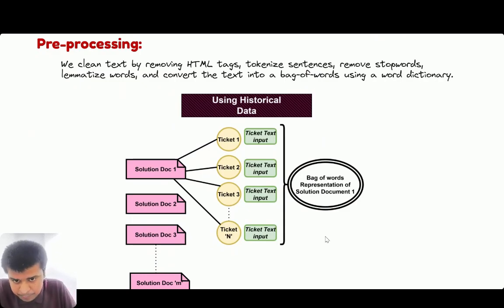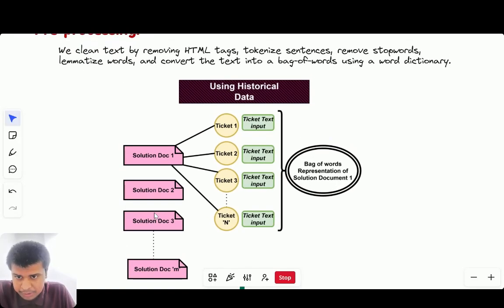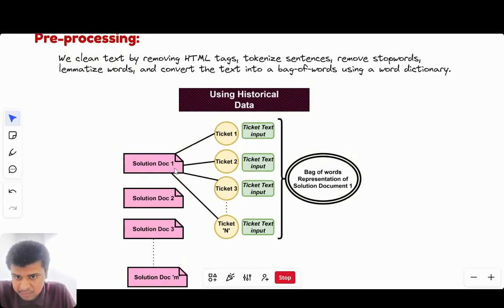So we can see here. First, observe this diagram properly. We have the solution documents. All of these documents are paired with their previously used tickets. So all of the tickets present here are tickets which were previously given by the customer. That is where you're using the historical data.